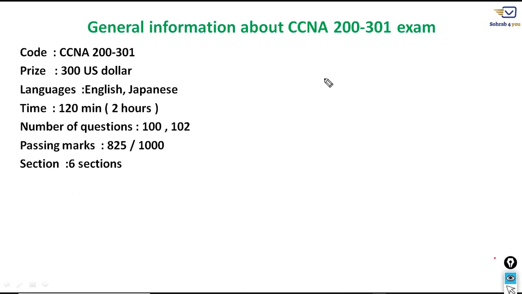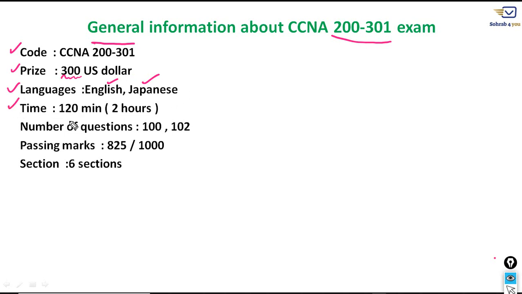Now let's start with general information about the CCNA 200-301 exam. So what is the code for this exam? The exam code is 200-301. How much is the price? The price is about 300 US dollars. In which language is this exam? Mostly it is English and Japanese. And mostly it is in English because, you know, English is a global language.